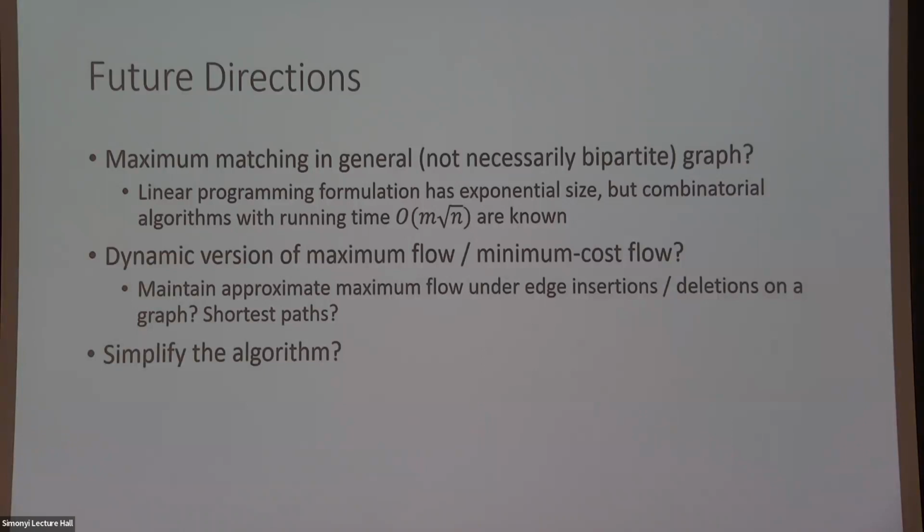Also, you can ask about dynamic maximum flow. As the graph changes, can I somehow maintain the value of the flow? Today, I just talked about the static case. And finally, the algorithm ends up being very complicated for a lot of reasons, and it would be nice to have a simpler version of it. So that's all I had. Thanks.